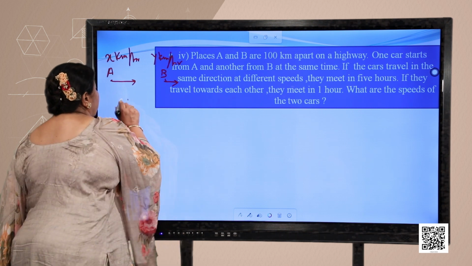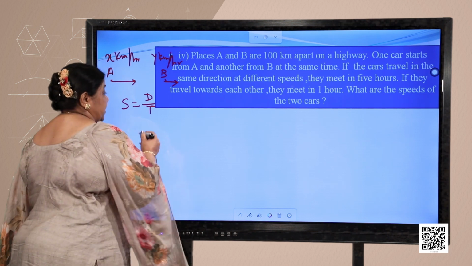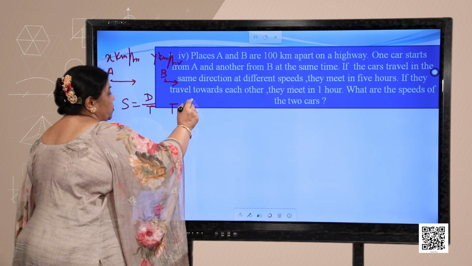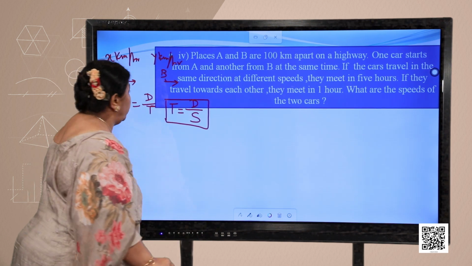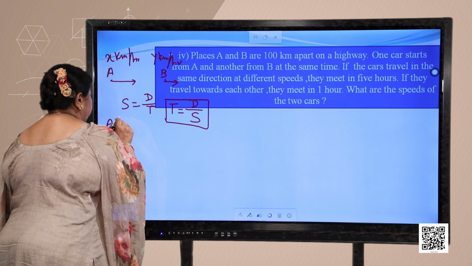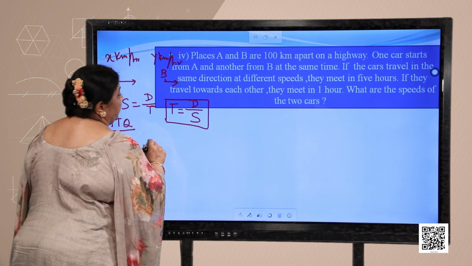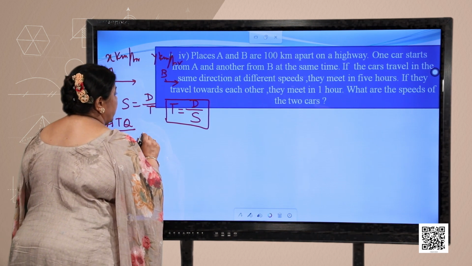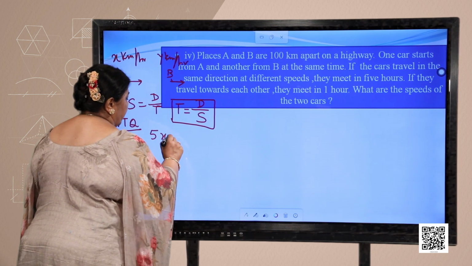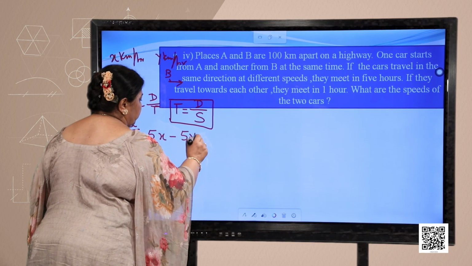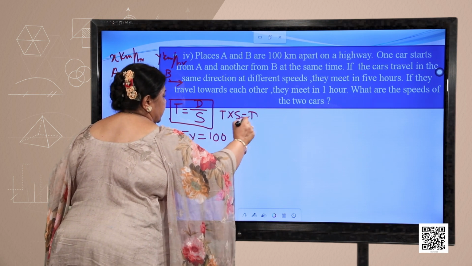I already know speed is equal to distance upon time, right? Now, in physics you study that. So, time is equal to distance upon speed. I can use that. Okay. So, according to the question, what is the distance? I can use time into speed. Time is how much? 5 hours into speed of A minus time into speed of B is equal to 100. Time into speed gives me distance.